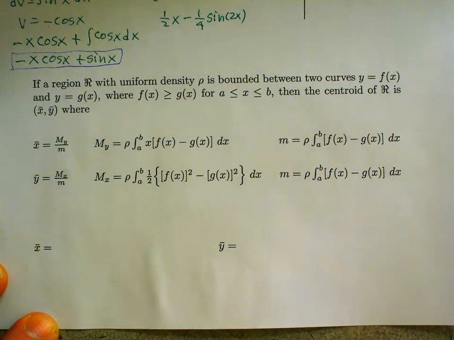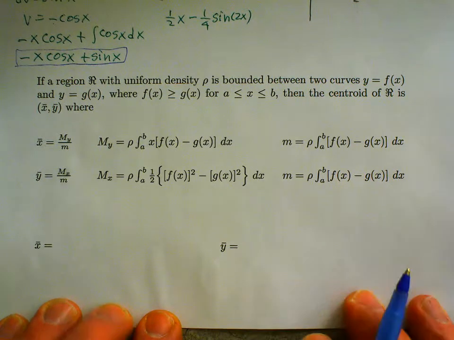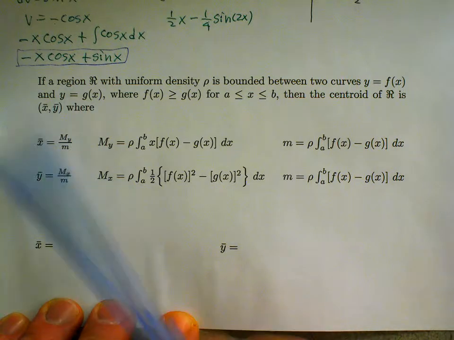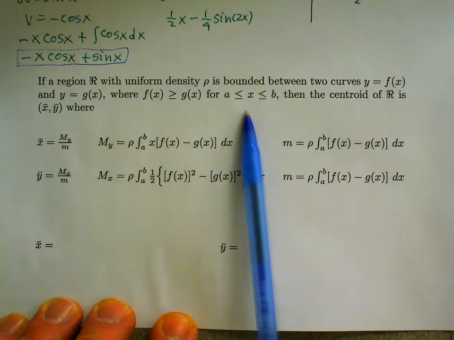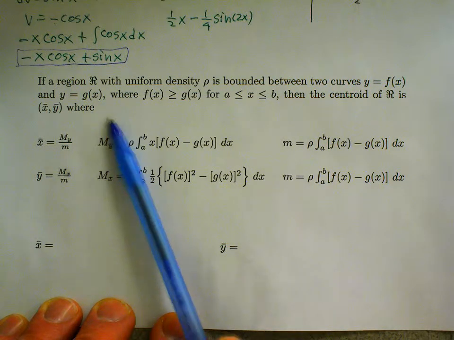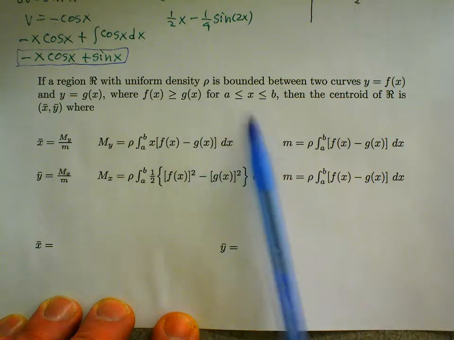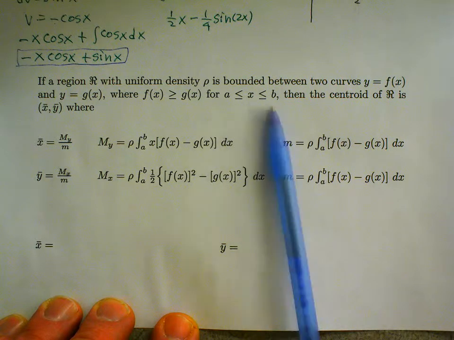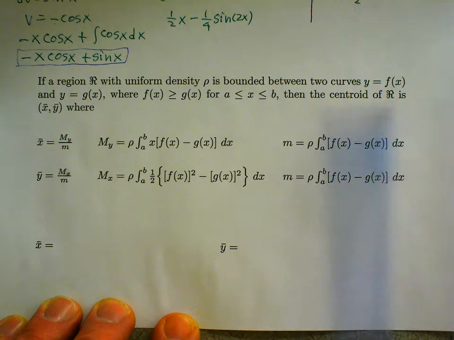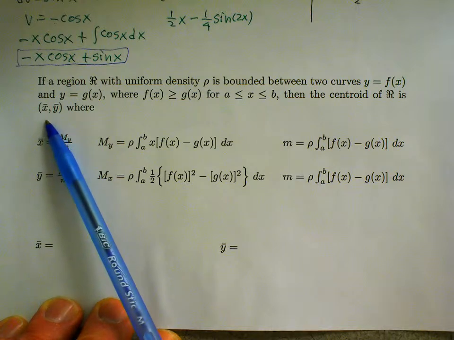This will be slightly more complicated, but not too bad. If a region R with uniform density rho is bounded between two curves, y equals f of x and y equals g of x, where f of x is greater than or equal to g of x for values of x between a and b, then the centroid of that region is the ordered pair x bar, y bar.